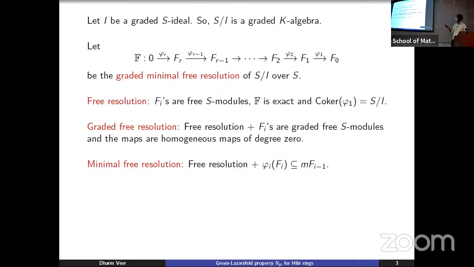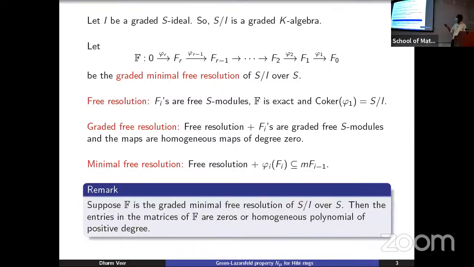One remark here. Since we are taking the graded minimal resolution of S mod I over S, all these modules F_i are modules of finite rank. So if we fix the basis for all the modules F_i, and let F be the graded minimal resolution of S mod I over S, then the entries in the matrices Phi are either zeros or homogeneous polynomials of positive degree. All right. So now we have enough notation to define what Green-Lazarsfeld property NP is.